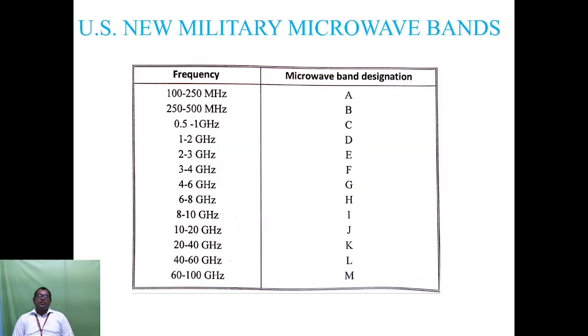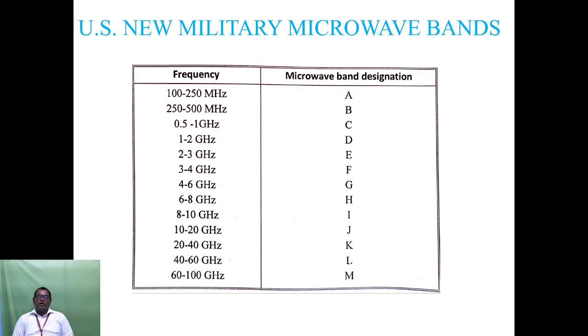So the US new military microwave bands are represented as frequency ranges. 100 to 250 megahertz has the microwave band designation A. Similarly, 250 to 500 megahertz is called B.